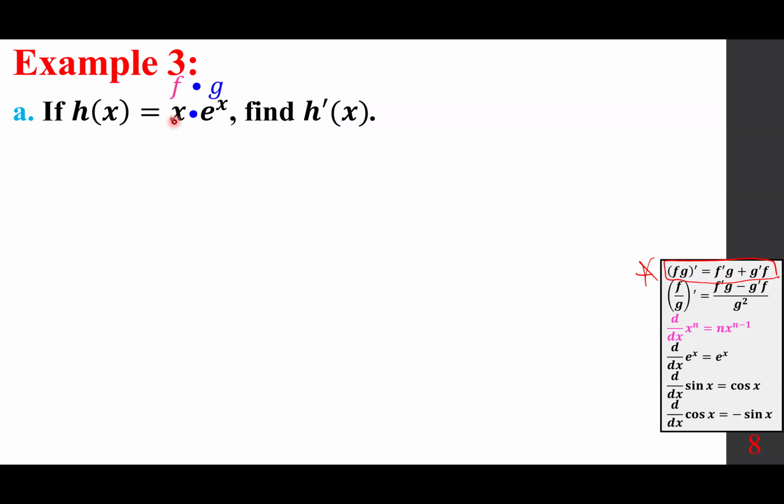first I need f prime, which is simply 1, times g, which is e to the power of x, plus g prime, the derivative of exponential is itself, the derivative of e to the power of x is e to the power of x, times f, which is x. And I'm going to factor the e to the power of x out, and I'm going to write it e to the power of x times 1 plus x, or x plus 1 makes no difference.